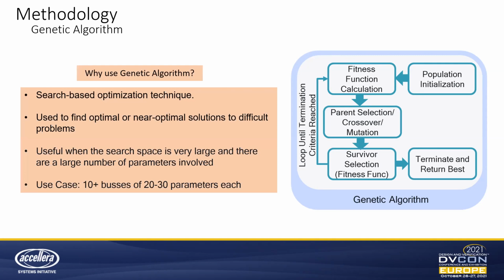Of particular benefit is its ability to operate in large search spaces while being computationally efficient. This is especially useful in the context of the input transaction space, as this can easily grow very quickly depending on a test bench configuration. An example use case which we saw would be, say, 10+ buses, each of 20 to 30 parameters each. So the growth in the parameter space can prove very challenging for some optimization algorithms.